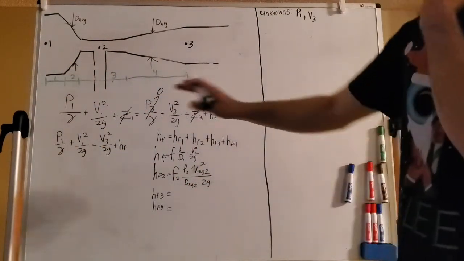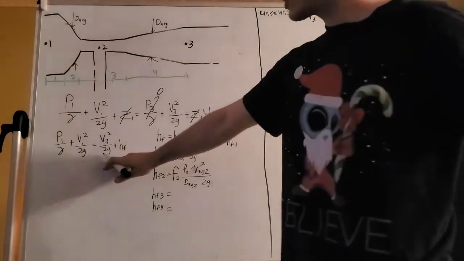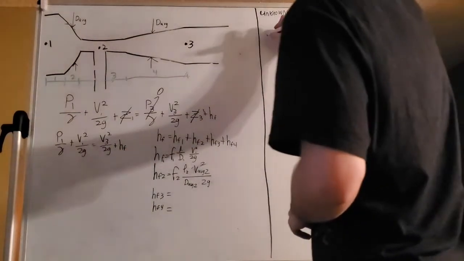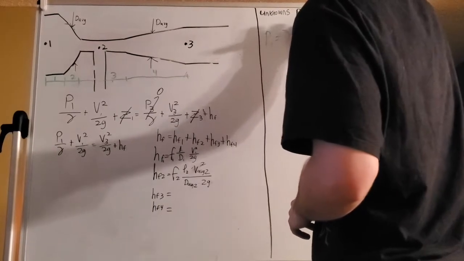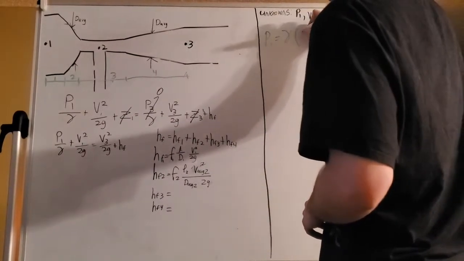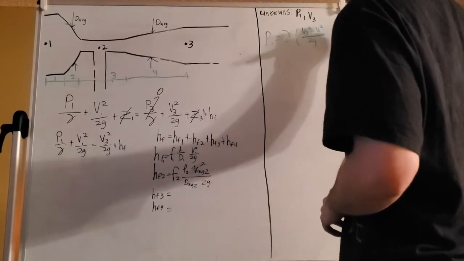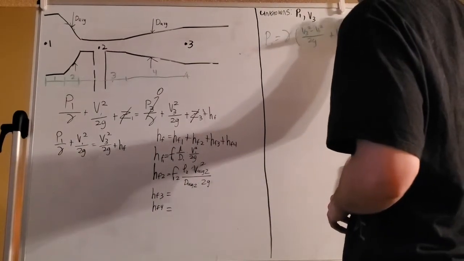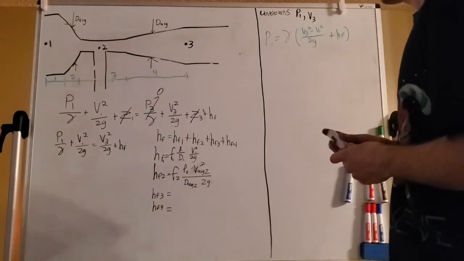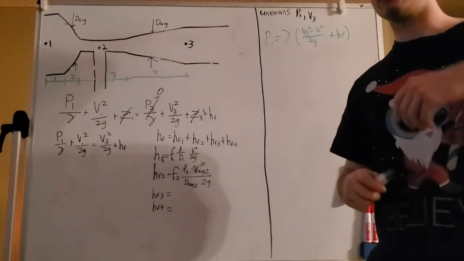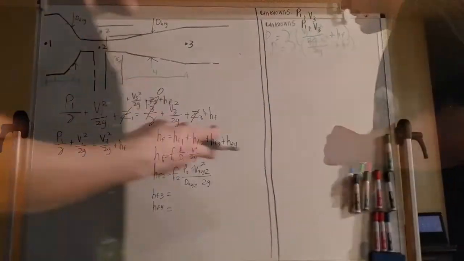Okay. So if we just solve this, do a little bit of rearranging with this equation right here and write it out, we're going to get that P1 equals gamma times V3 squared minus V1 squared over 2G plus R plus. Okay. And that is the first equation that we will be using to solve for our system of equations.